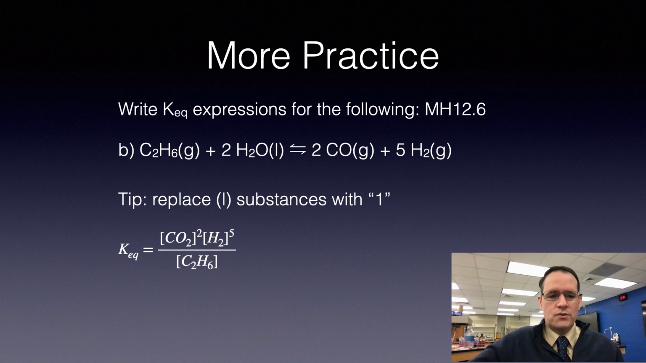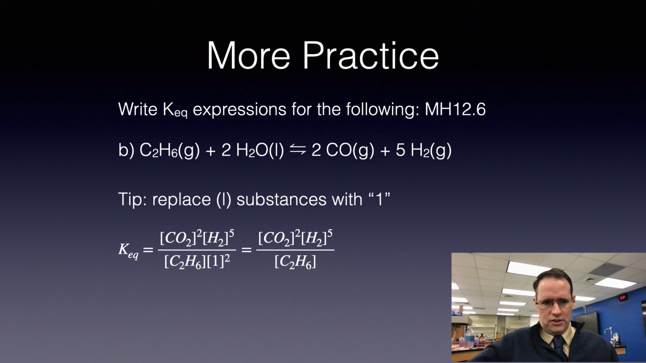For the reactants, we have C2H6. And water is a liquid in this chemical reaction, so we just replace it by 1. I've squared the 1 there, so you can see that. When you simplify this, it just drops out, okay? So carbon monoxide squared, hydrogen to the 5th power, divided by C2H6.